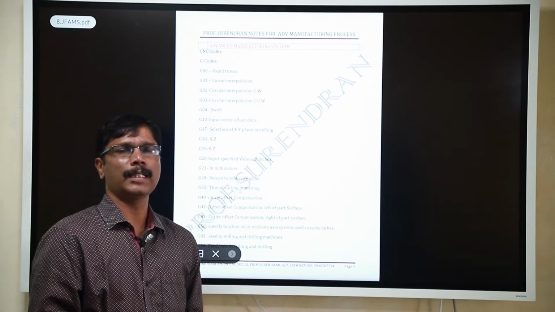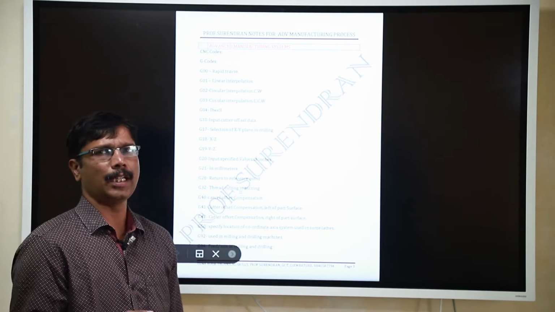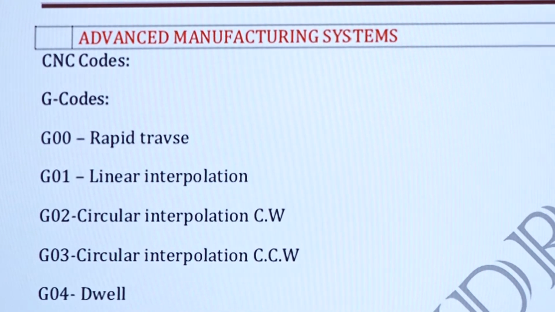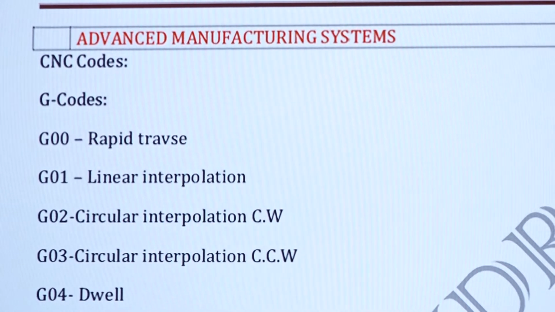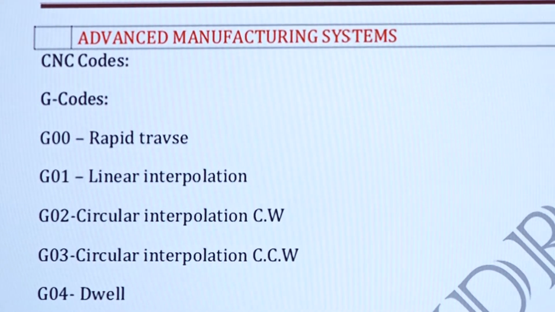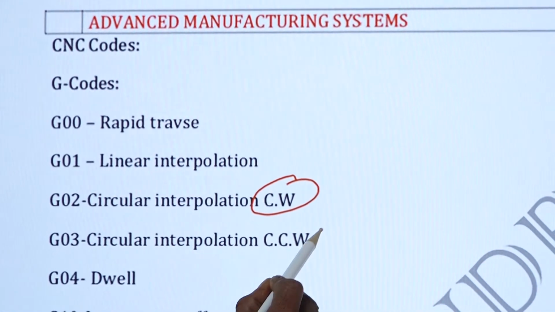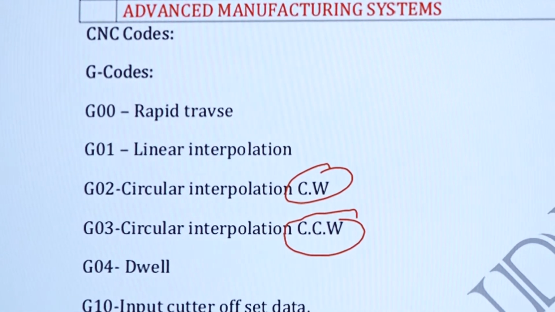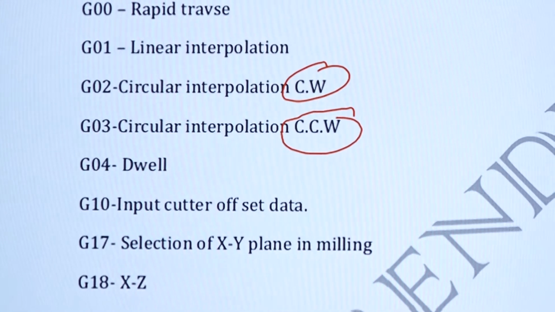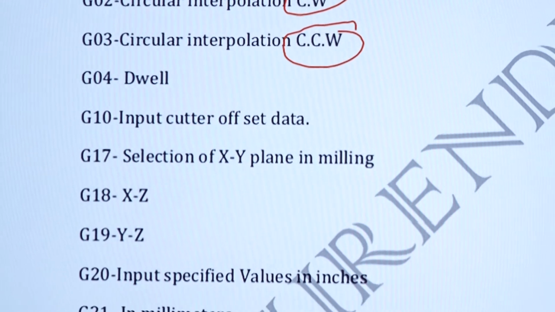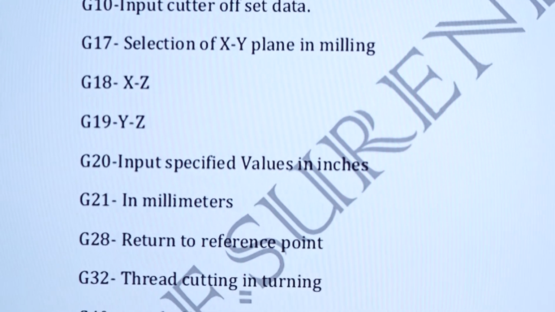Next, we are looking at the G codes and M codes in the CNC system. Any one of the G codes is repeatedly asked in the exam, so we should know them one by one. G00 represents rapid traverse, and G01 represents linear interpolation. G02 is for circular interpolation clockwise, and G03 is for circular interpolation counterclockwise. G04 is used for dwell, G10 is used for setting cutter offset data, and G17 is the selection of the XY plane in milling operations.